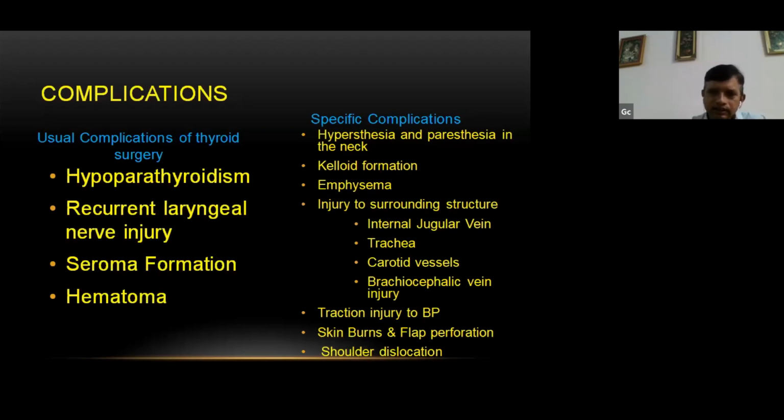Traction injury to the brachial plexus: definitely, if you are doing the axillary technique with hyperextension of the arm, then there can be dislocation of the shoulder and traction injury to the brachial plexus. Also, when raising the flap with a long cautery pencil, sometimes there is perforation of the skin. So these are some unusual complications, but they happen. But if you are careful, you can avoid these complications.